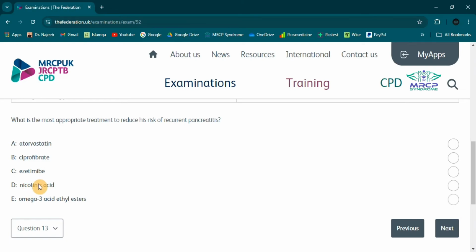Nicotinic acid, also known as niacin, is a vitamin B3 derivative, and it reduces the production of VLDL, the very low density lipoprotein, in the liver, and it will lower both the LDL cholesterol and the triglyceride. But it is not as effective as the fibrate in the management of severe hypertriglyceridemia. This is usually advocated when there is a very mild profile.